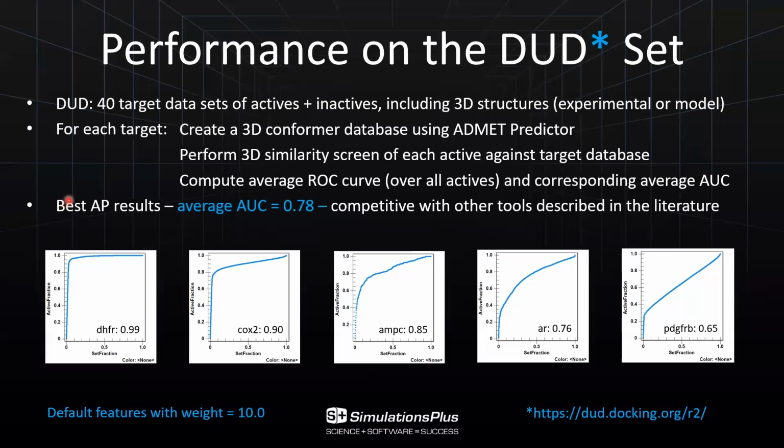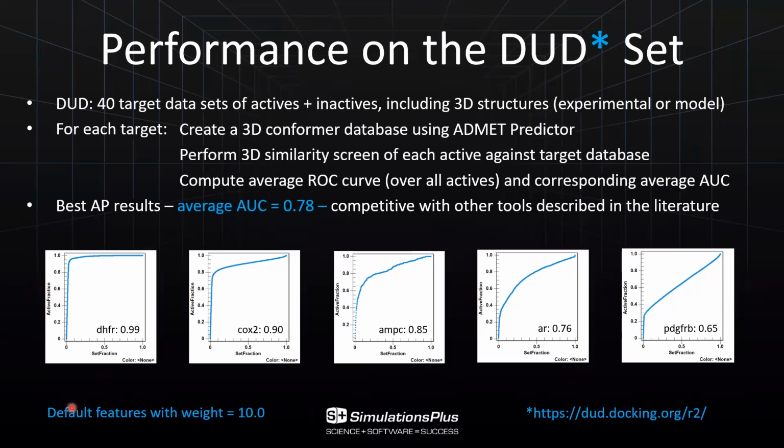The best predictor results, an average AUC of close to 0.8, is quite competitive with other 3D virtual screening tools described in the literature. So this is showing 5 of the 40 average ROC curves. It's ordered from best to worst, evenly sampled among the 40.